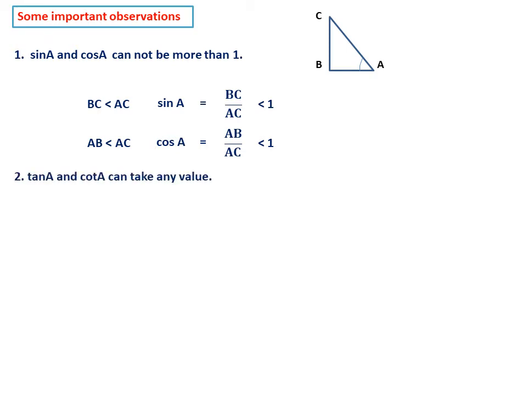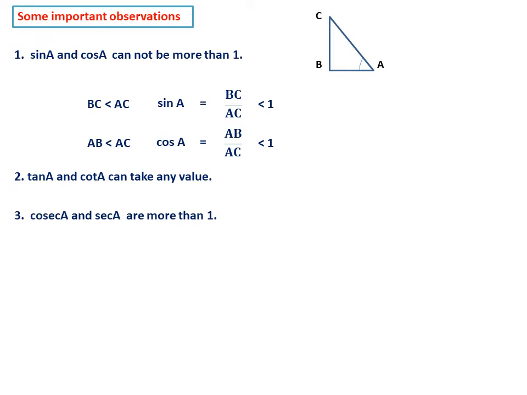Then, tan A and cot A can take any value, because see here, what is the definition of tan A? Tan A is opposite by adjacent, BC by AB. If BC is more and AB is less, it is more than 1. If BC is less and AB is more, it is less than 1. Therefore, it can take any value. Same thing for cot also. This is another important result.